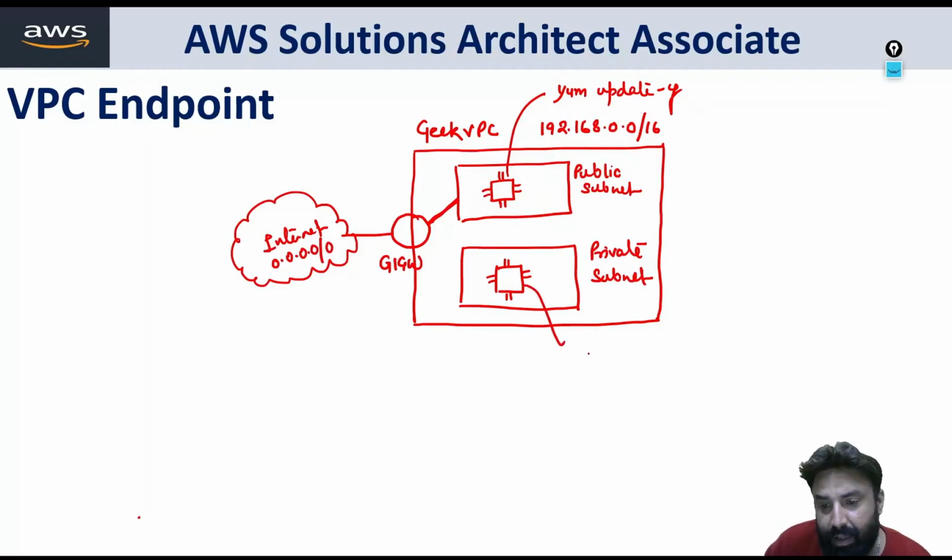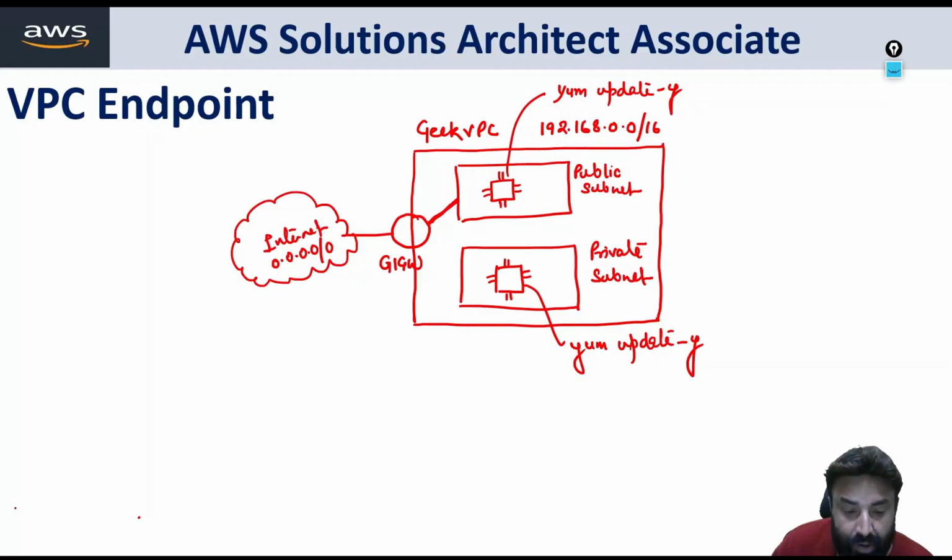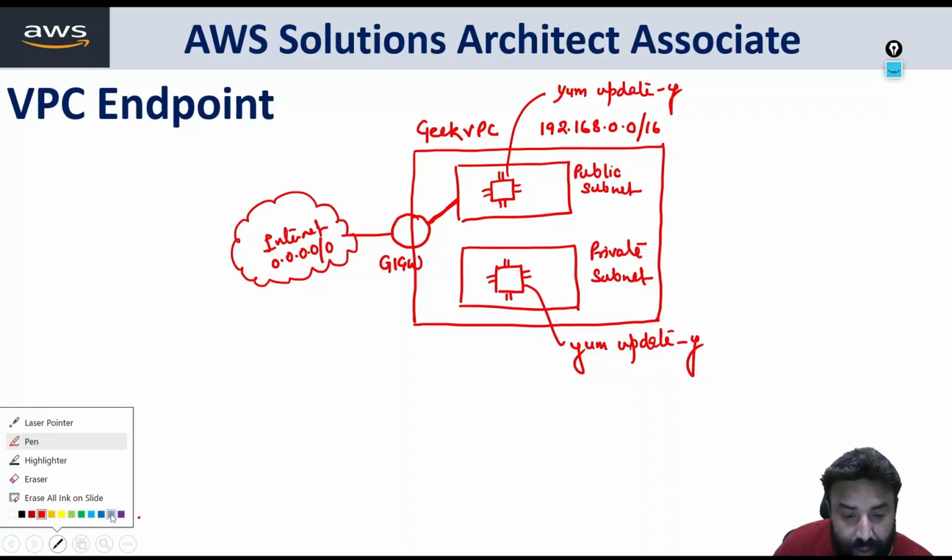But if I type the same command over here, yum update -y, you know it very well, the server will not be able to update because updates are available on internet, and this subnet is a private subnet which is not connected to internet gateway. So you will get connection timeout within 1 minute. So in order to address this, we have NAT gateway. You remember that we have already talked on it.